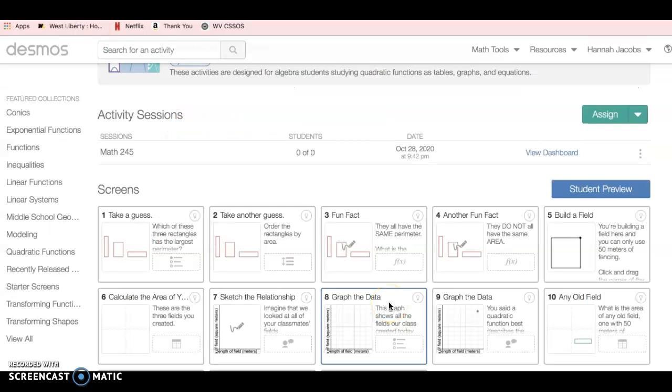As you can see, I have Math 245 as my class listed below. And to assign this activity to a class, all you simply do is hit this green button over here that says assign. So you click that.